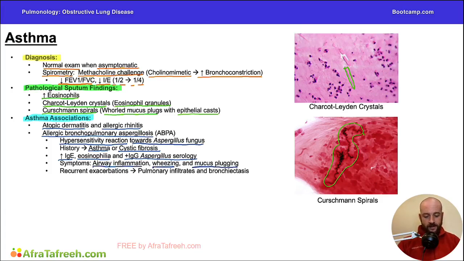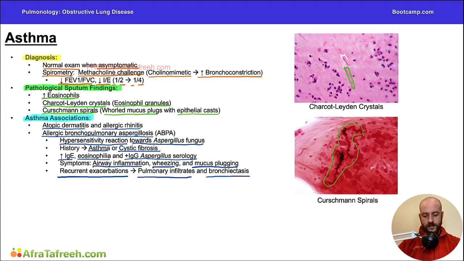And lastly, if the patient has recurrent exacerbations of ABPA, we can start to see things like pulmonary infiltrates, which are little opacities seen on imaging, and in this case, the opacities are usually due to mucus plugging with microatelectasis. And furthermore, we can also see bronchiectasis. Okay, so I just wanted to finish up the video by reminding you not to get allergic bronchopulmonary aspergillosis confused with the other pulmonary conditions that Aspergillus can cause.